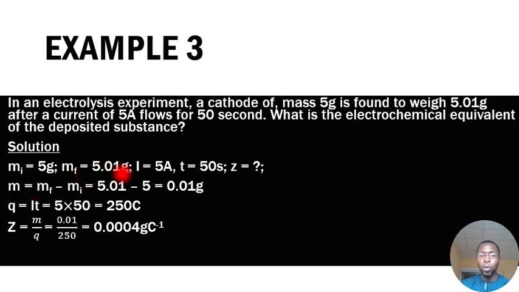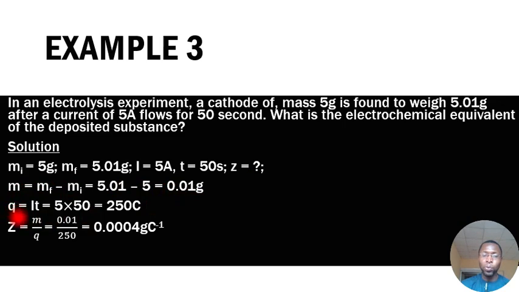Now, for us to determine the liberated mass, our liberated mass will be the final mass, which is 5.01, minus the initial mass, which is 5. So the liberated mass is 5.01 minus 5, and that's 0.01 gram. We are given another parameter here, that's the current, which is I. I happens to be 5 ampere, and we are given time, which is 50 seconds. We have to find the electrochemical equivalent, that's Z. We use Z to represent electrochemical equivalent, or sometimes we just say E.C.E. But most of the time we use Z. So Z is the unknown right now. Okay, so we've obtained the liberated mass, which is the M here, to be 0.01 gram.